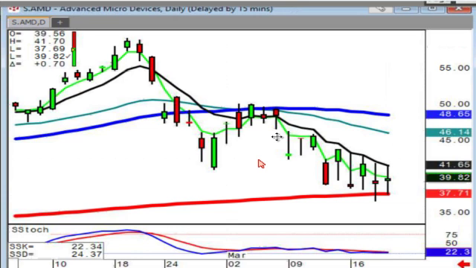AMD, nothing. Right now, I probably wouldn't be long or short. You're supporting off the 200. You're resisting at the T-line. Now you wait to see which way it goes from here.